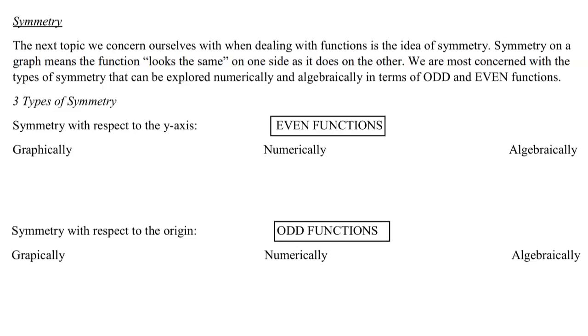Okay, the next thing we want to discuss is symmetry. And so symmetry is something you've kind of been talking about for a long time. It just means that the function looks the same on one side as it does on the other, and we're primarily concerned with two different types of symmetry. The first one is symmetry with respect to the y-axis. And so what does this look like graphically?